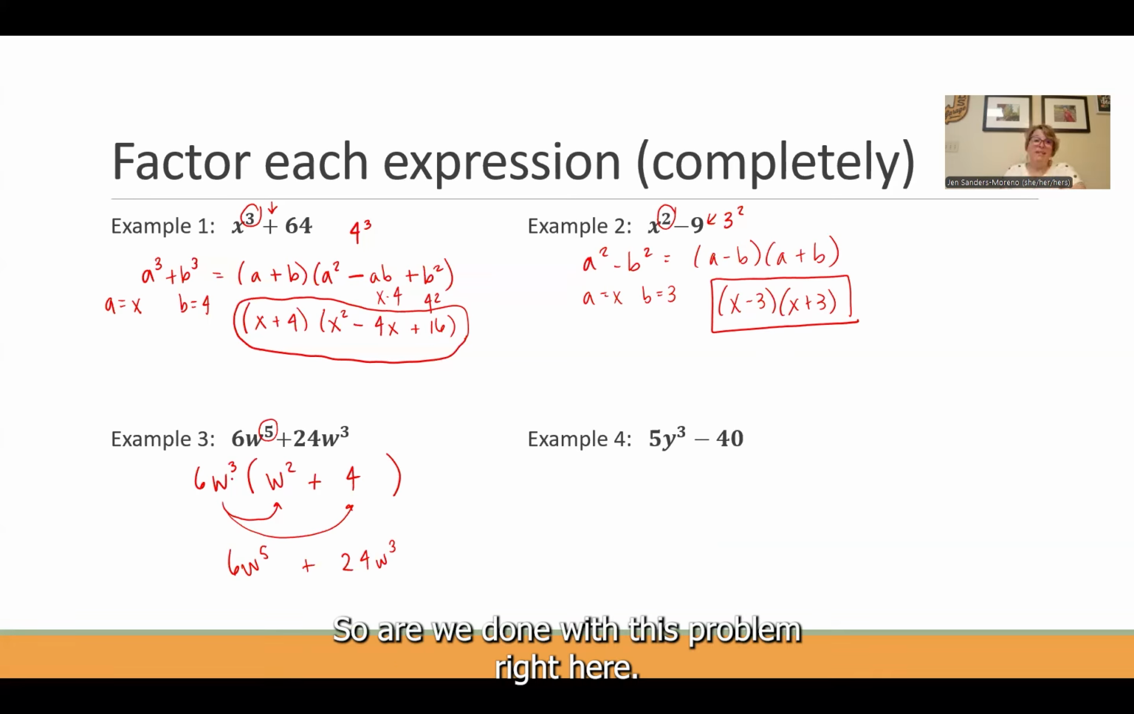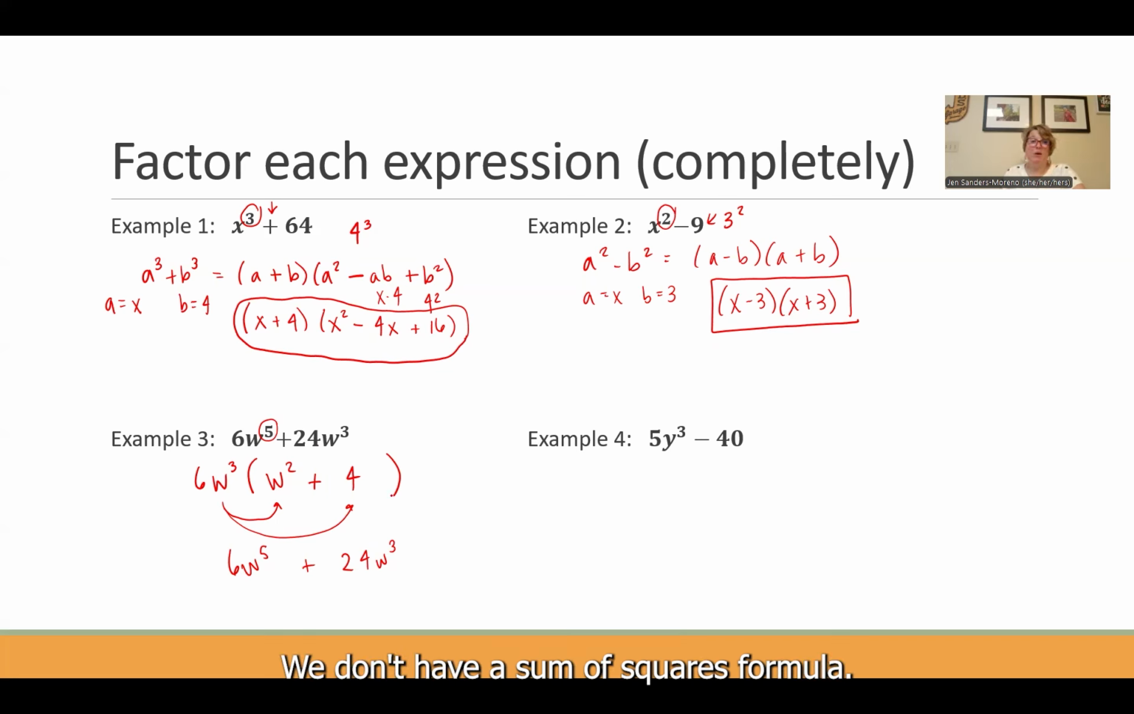By the way, are we done with this problem right here? Yeah, because this is a plus sign. W squared plus 4, we don't have a sum of squares formula. So yeah, that guy is done. My line went a little crazy there.